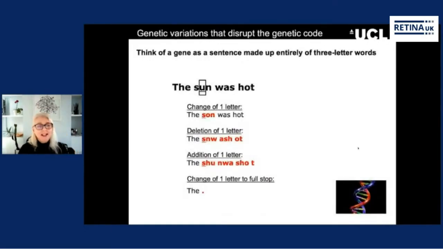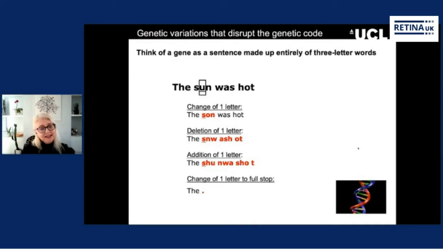So I did say that the genetic code, you can think of like units that come into code for a protein. So I just wanted to give you a little idea of what we mean by that and how genetic variations can disrupt that genetic code. So here's an example. If we think of a gene as a sentence, and it's made up entirely of 3-letter words, because that is the genetic code that codes for a protein. Every 3 letters makes a slightly different amino acid that then makes your protein that goes into your cell.